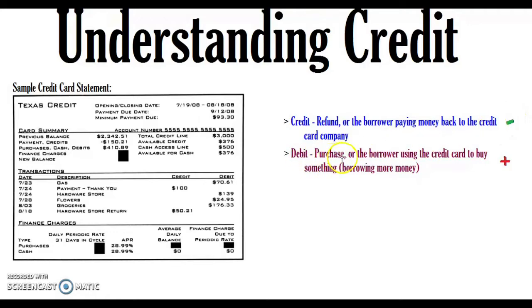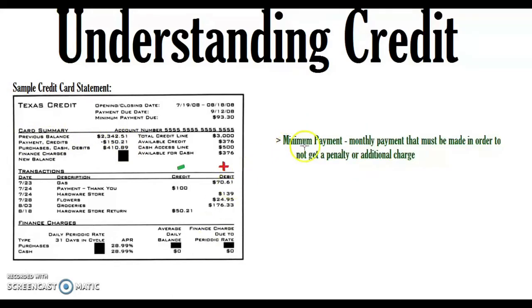But credit is a refund, or it's the borrower paying money back to the credit card company, and you subtract that from the balance. Debits are purchases, or the borrower using the credit card to buy something. You'll notice where the debits and the credits are located.